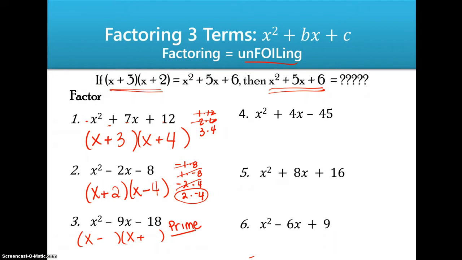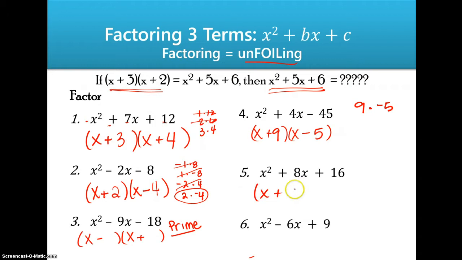All right, here we go. Factor. X plus, x minus, because the last term is negative. That means signs are different. What multiplies to give you negative 45 and adds to 4? Factors of 45, I'm thinking 9 times negative 5. Sure enough, I'm correct.